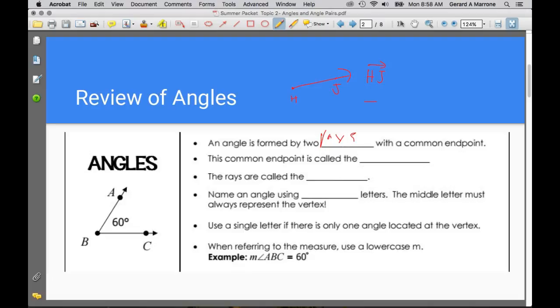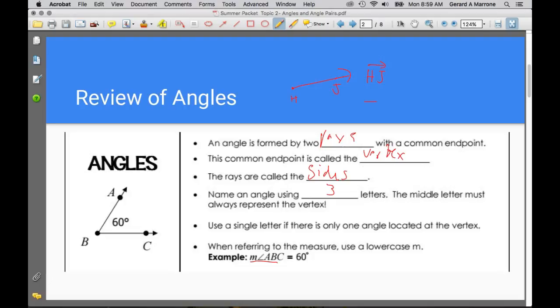That common endpoint is called the vertex, and the rays are called the sides of any of our angles. And we name an angle using 3 letters. The middle letter has to be the vertex. So looking over here, they gave us angle ABC in our example. Notice that A and C were the two letters on the sides, and B, the vertex, was in the middle. It has to be written that way. If you write it BAC, you're referring to a different angle.